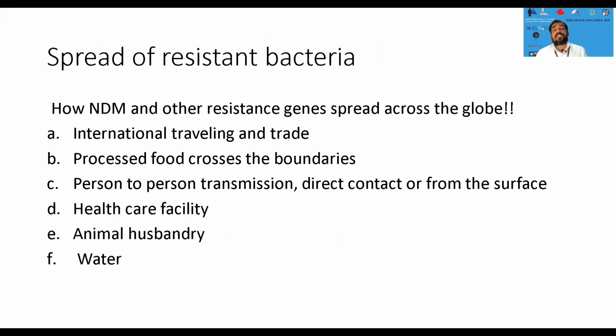So, spread of resistant bacteria. In the previous figure, we described how NDM, New Delhi metallo-beta-lactamase, a carbapenemase enzyme, started in New Delhi and spread all across the globe. The reasons, as I mentioned, are international travel and trade. Processed food crosses boundaries. There is person-to-person transmission, direct contact, or from surfaces. And then healthcare facilities, animal husbandry, and water all act as sources for the spread of resistant bacteria.